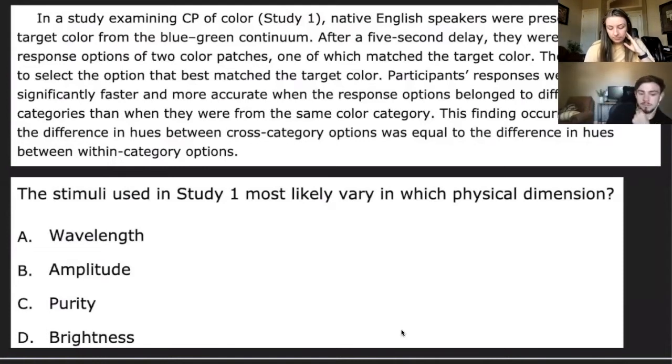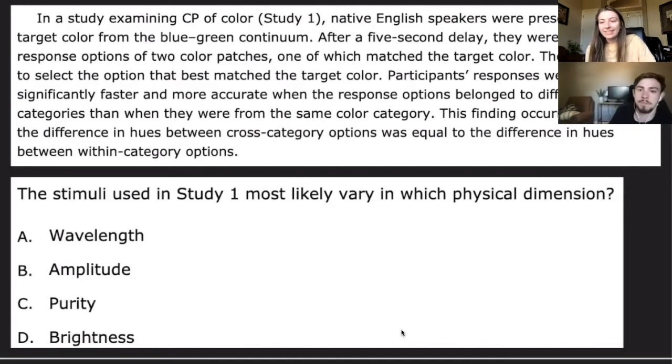B says amplitude. Nope, that's just talking about intensity. C says purity. I don't believe that that's an actual physical dimension. D says brightness. Brightness could be referencing intensity from the source or perceived brightness. But regardless, it's dealing with more of a rods question rather than colors and cones. So I go with A.